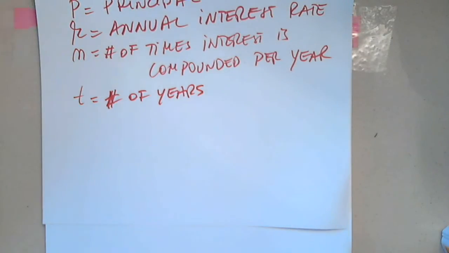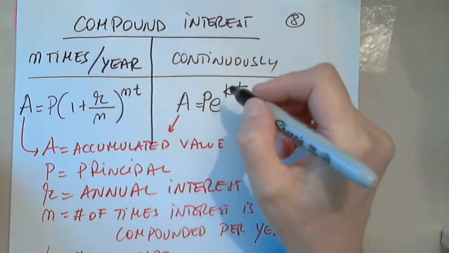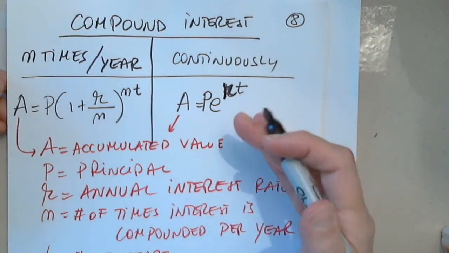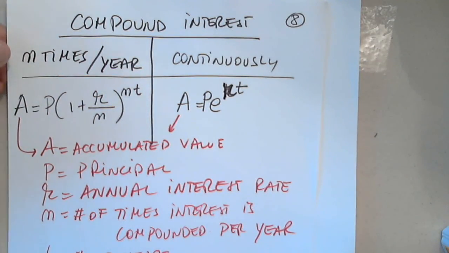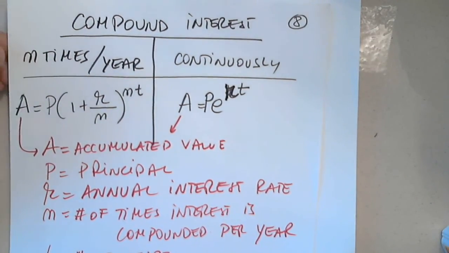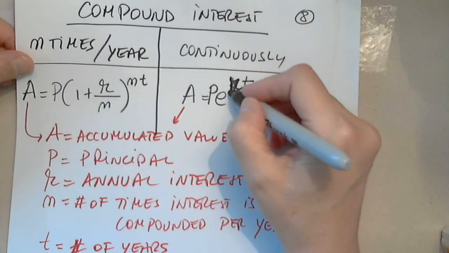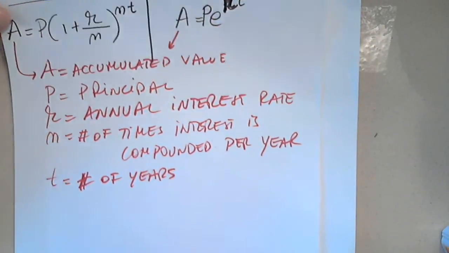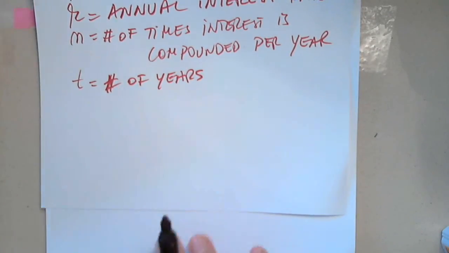I'm going to use the same R. It's really K in the radioactive substances, the decay, but when we get to that, I'll explain. So let's use the same letter. So R is the annual interest rate. So let's see how this works.